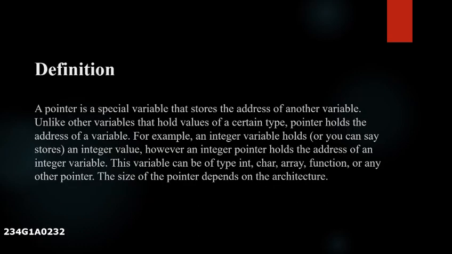Definition of a pointer. A pointer is used to store the address of another variable. Unlike other variables that hold values of a certain type, pointers hold the address of a variable. Let us know about one example. An integer variable holds an integer value. However, an integer pointer holds the address of an integer variable. The variable can be of type int, char, function or another variable. The size of the pointer depends on the architecture.